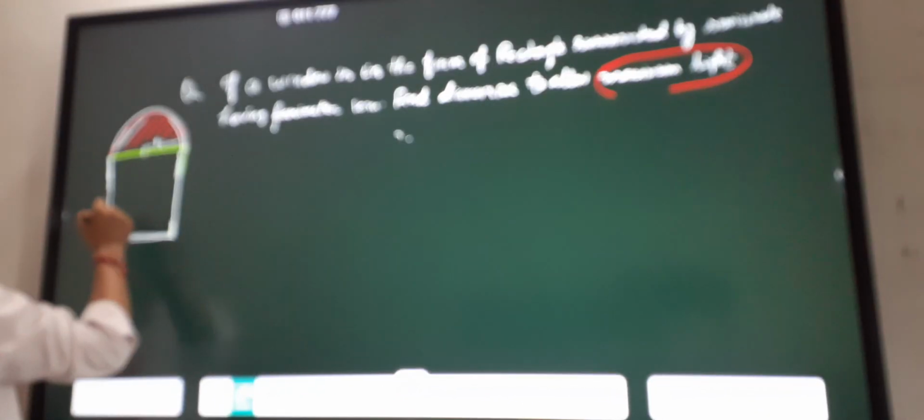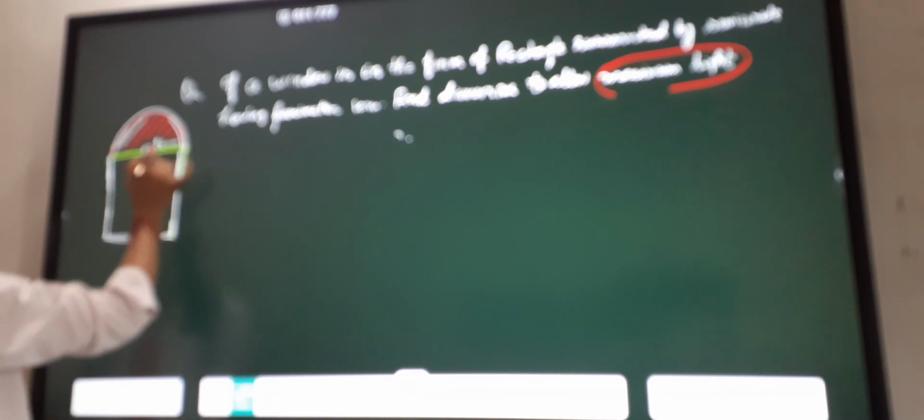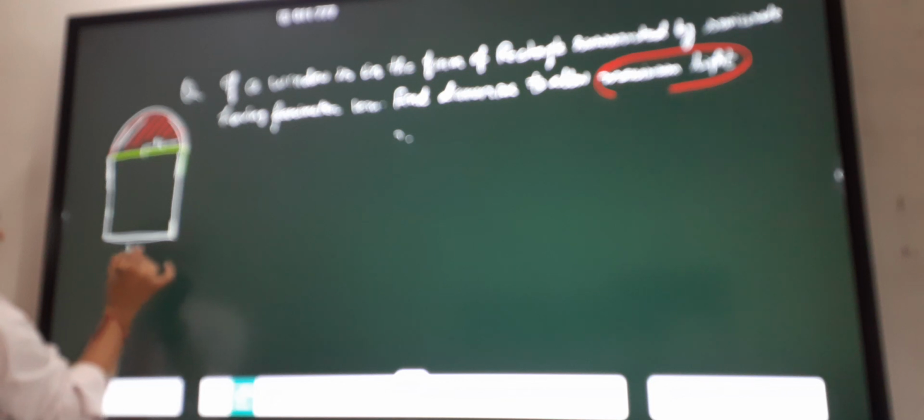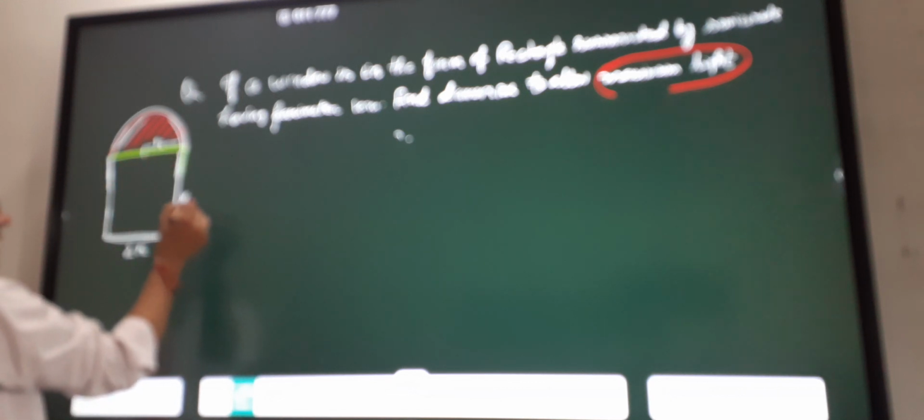See, this is the window, and this is the semicircular part. Its radius is r. So what will this be? It is 2r, because this is the diameter of the semicircle, and this will be the width of the window, so this is equal to this. And suppose this is x and this is also x. So these are the dimensions of the window assumed by us.